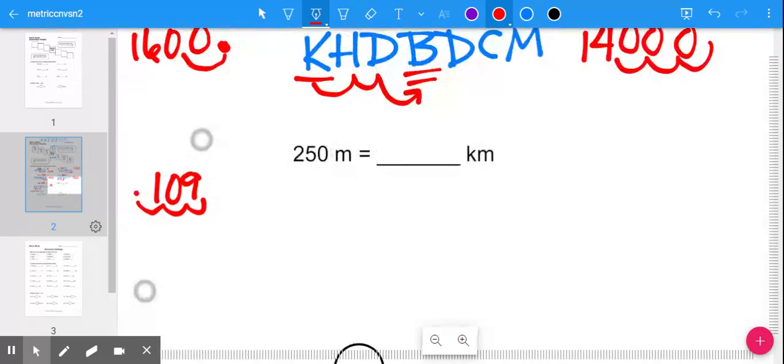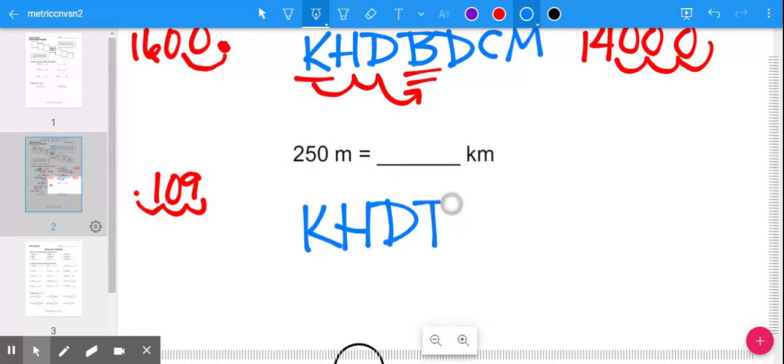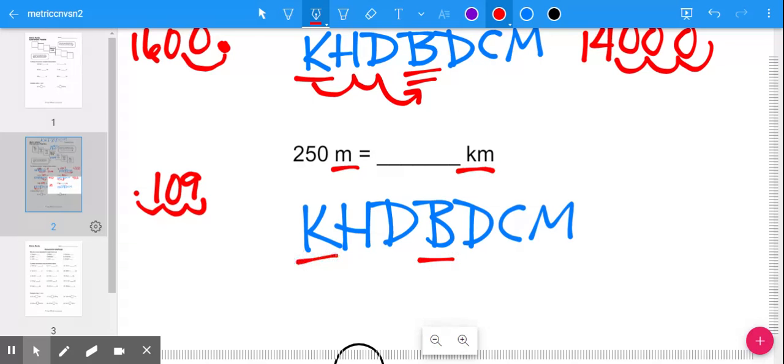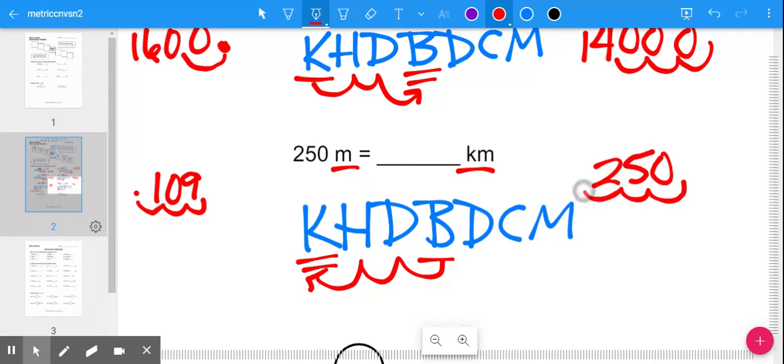For the last one, we're starting with our base unit of meters, and we're going to kilometers. So we have 1, 2, 3 times to the left. So you're 250, 3 times to the left, 1, 2, 3, becomes 0.250.